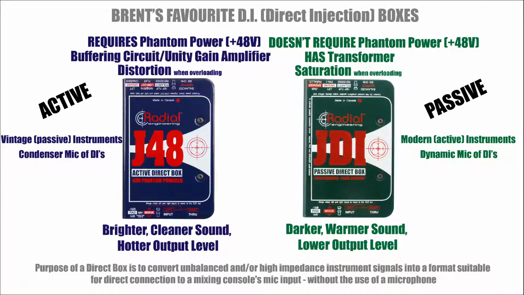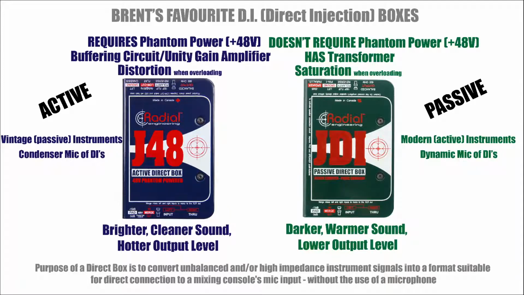So what's the difference between the J48 active DI box and the JDI passive? Well, active, as you would imagine, requires power. So you have to turn on phantom power if you have the active direct box. If you have the passive one, no power necessary. So if you're not sure about power, or you're not sure you're going to have power, you're on a desert island, I'd probably say you want the passive one, because it's going to work no matter where you are.